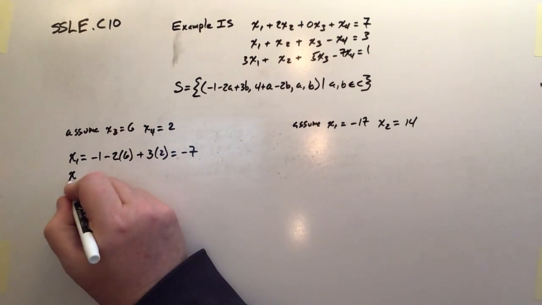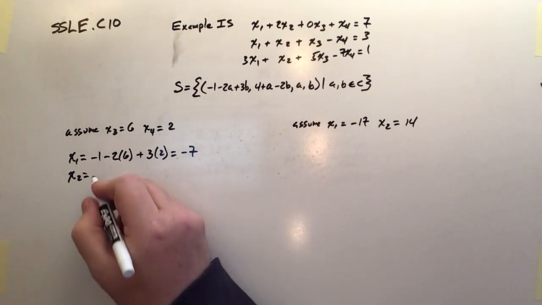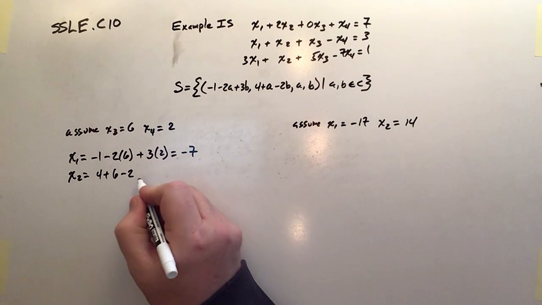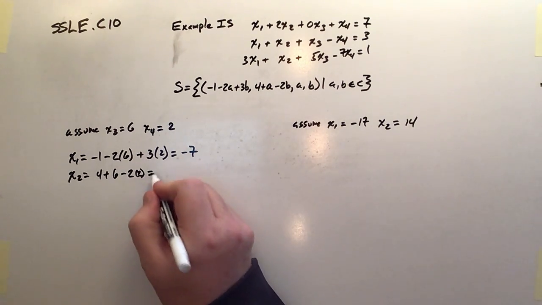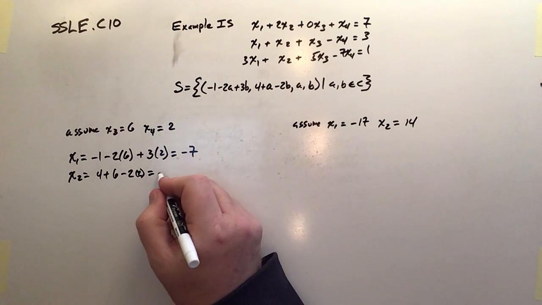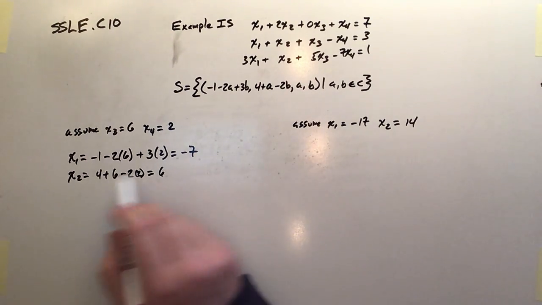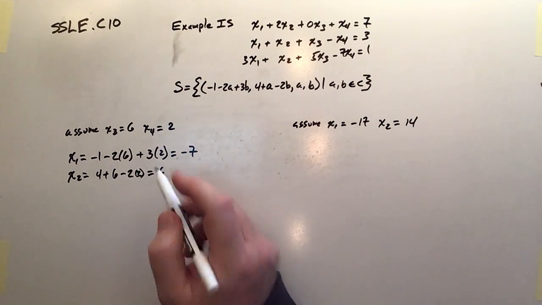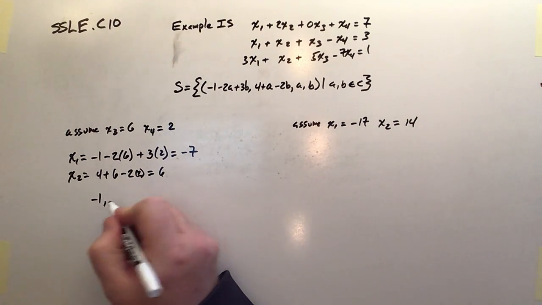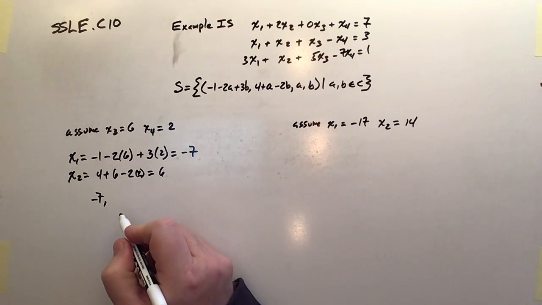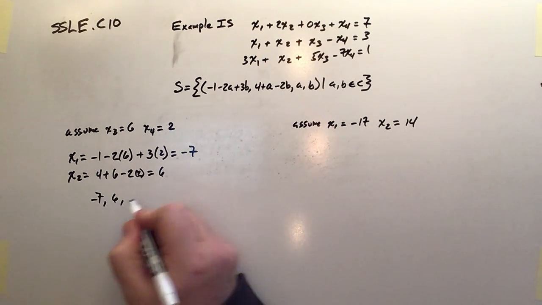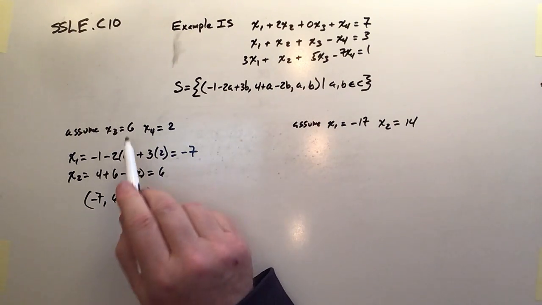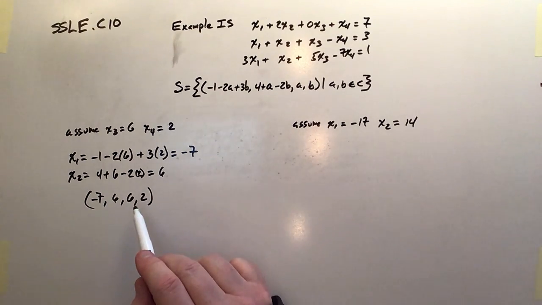so that's x1. And then x2 will be equal to 4 plus whatever A is, and that's 6, minus 2 times whatever B is, and that's 2. So that's going to be 10 minus 4, or 6. So x1 is -7, x2 is 6, x3 is 6, and x4 is 2. That's one solution, so this would be the solution set: -7, 6, 6, and 2. So there would just be that one solution set if x3 were 6 and x4 were 2.